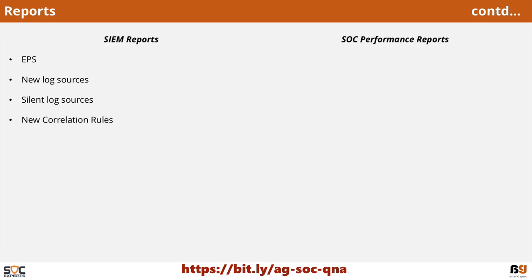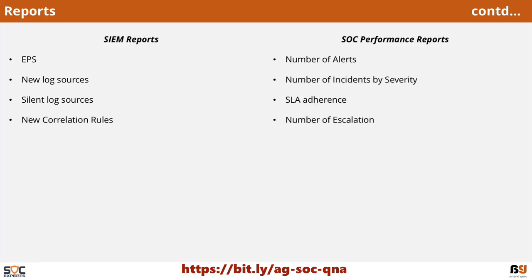Following that, there will be SIEM reports wherein we include things like EPS, that is events per second, new log sources that have been identified, silent log sources which are not reporting logs, and new correlation rules that have been written. SOC performance report will include things like number of alerts, number of incidents by severity, SLA adherence, number of escalations.